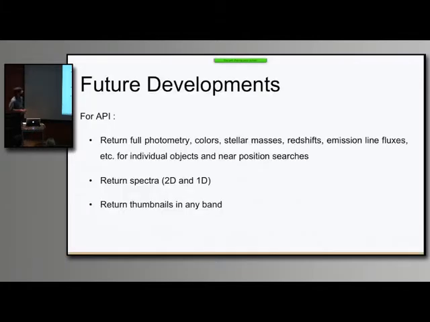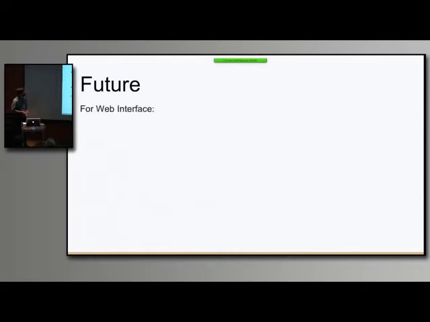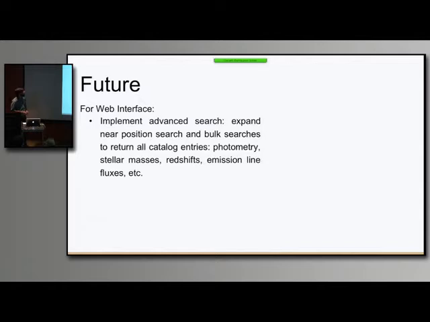For the future developments of the API that we intend to have, we want to return the full photometry data, the stellar masses and so on for individual objects as well as for nearby positions. Then we want to return the 2D and 1D spectra and return thumbnails in any band. For the web interface, we want to implement more advanced searches so that you can get more detailed results about an object, because we obviously have that in our database and we would like the audience to have that.